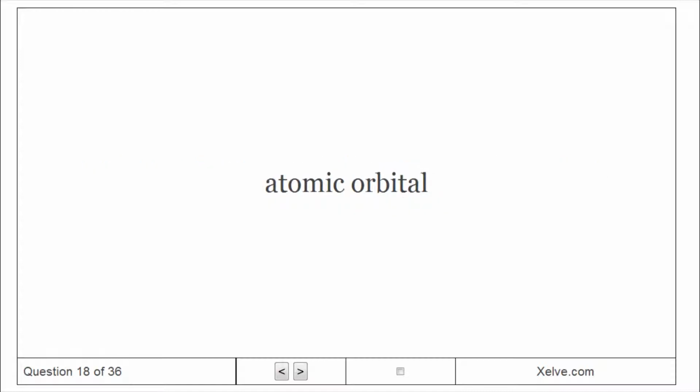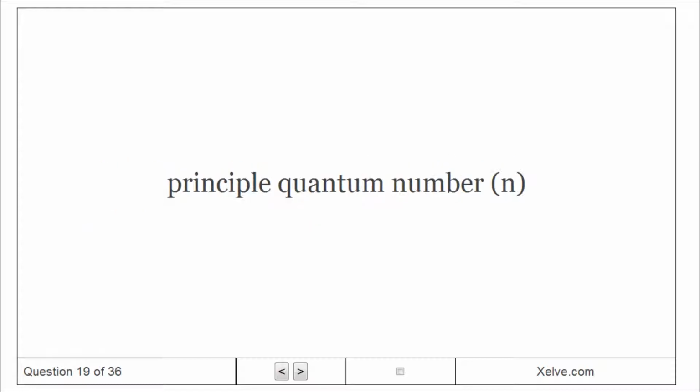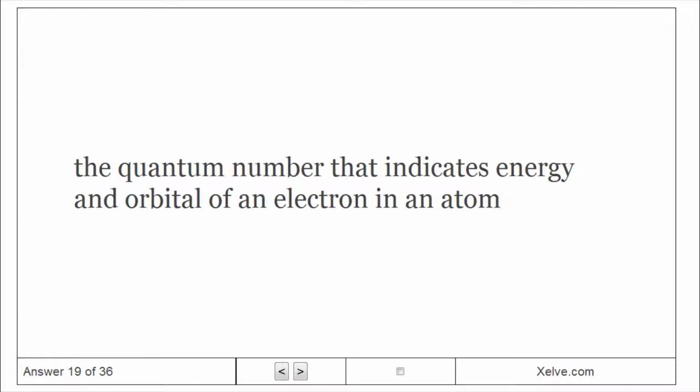Atomic orbital. A region of space in which there is a high probability of finding an electron. Principal quantum number. The quantum number that indicates energy and orbital of an electron in an atom.